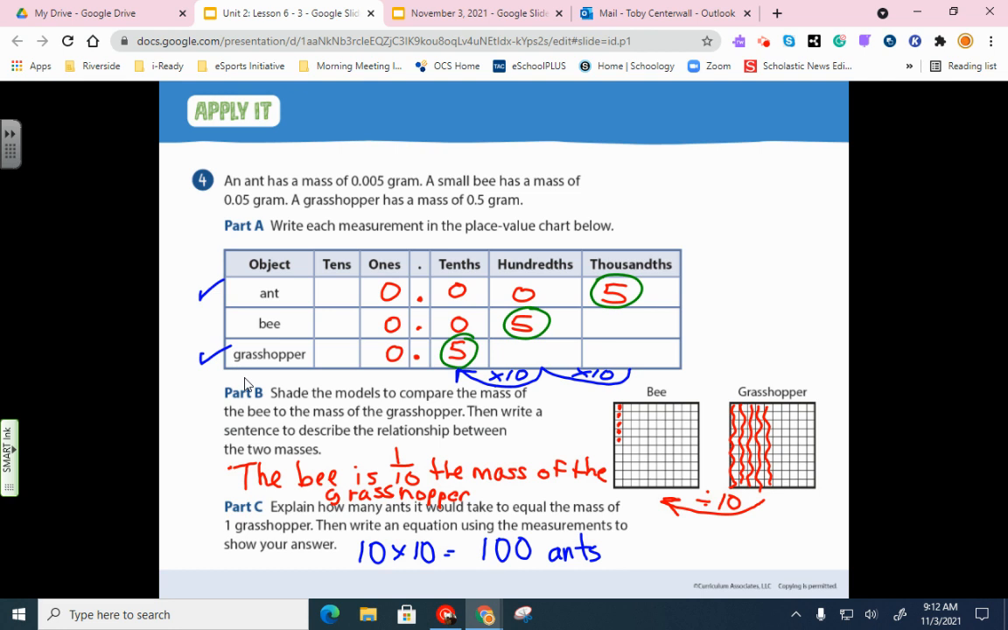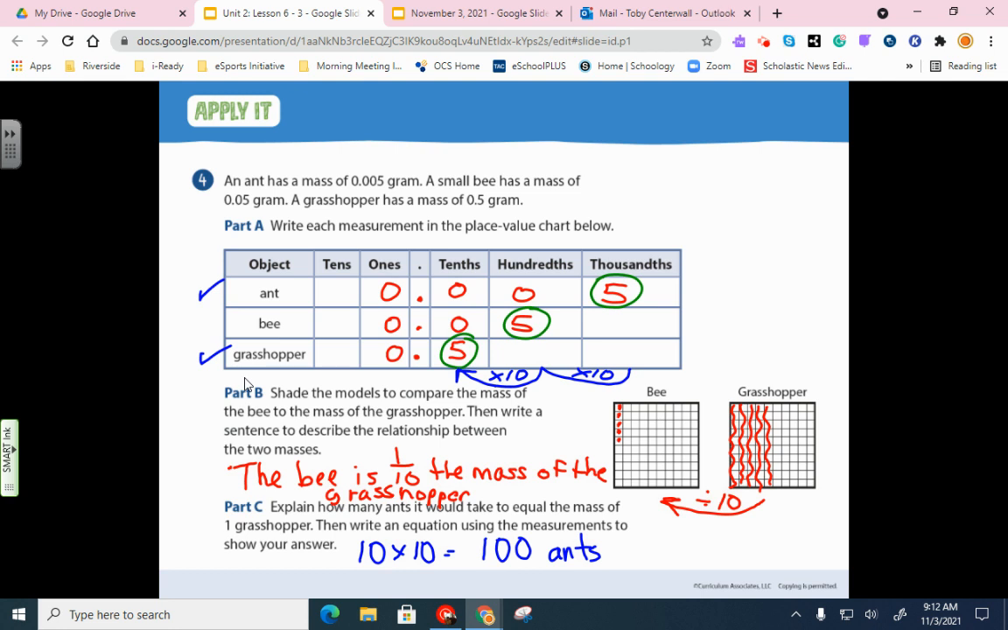So the comparison there is you would need 100 ants for every one grasshopper. So if you've seen the movie A Bug's Life, it's kind of interesting that they have the ants versus the grasshoppers in that. Or maybe it's a different bug than the ants, but I haven't watched it in a long time. Anyway, all right, let's move on.